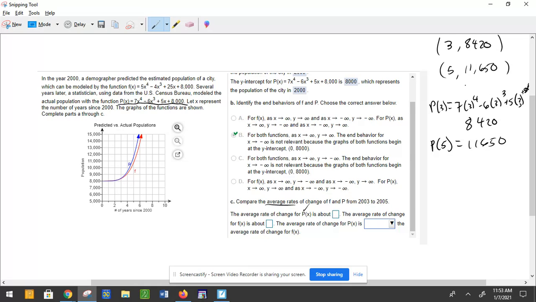Again, now you're just finding the slope between them. So it's 11,650 minus 8,420 over 5 minus 3. Let's see what we get. All right, I got 1,615.